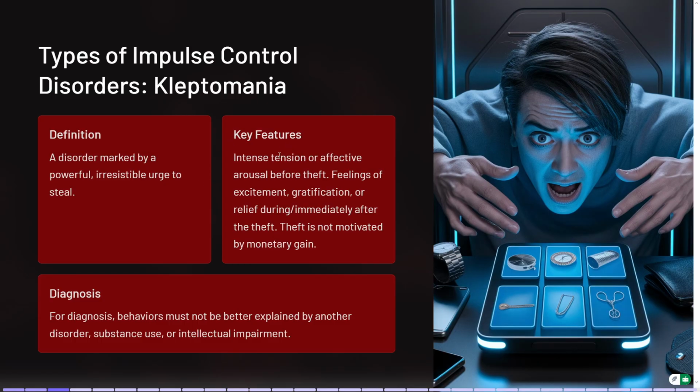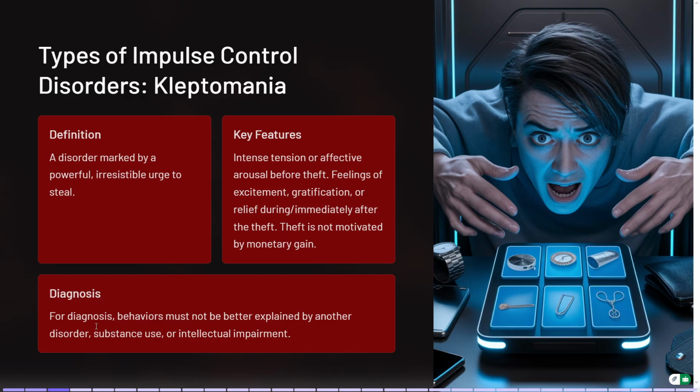Now, key features: intense tension or affective arousal before theft, and a feeling of excitement, gratification, or relief during or immediately after the theft. Can you see that? Stealing here is not motivated by monetary gain. It's not the object, but the behavior. It's the gratification that comes with the activity.